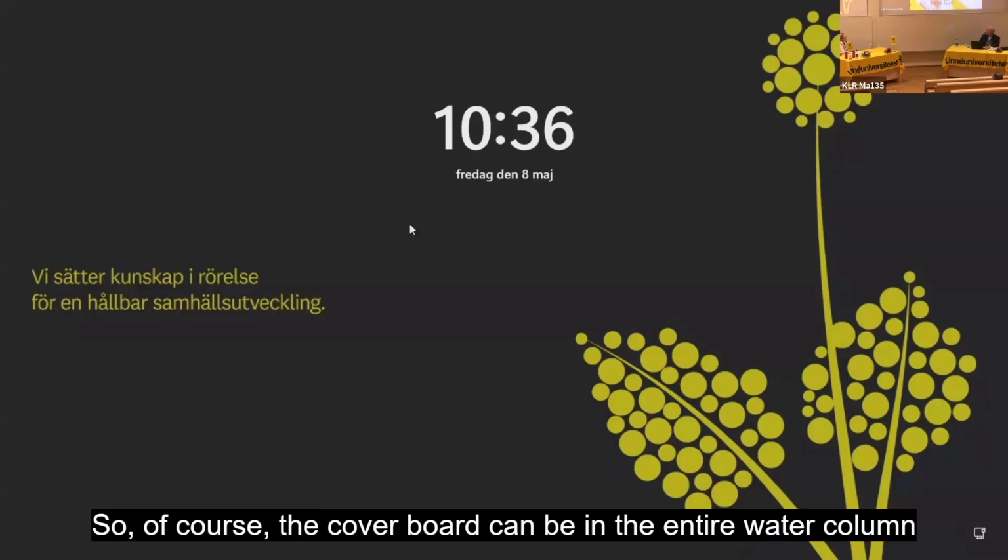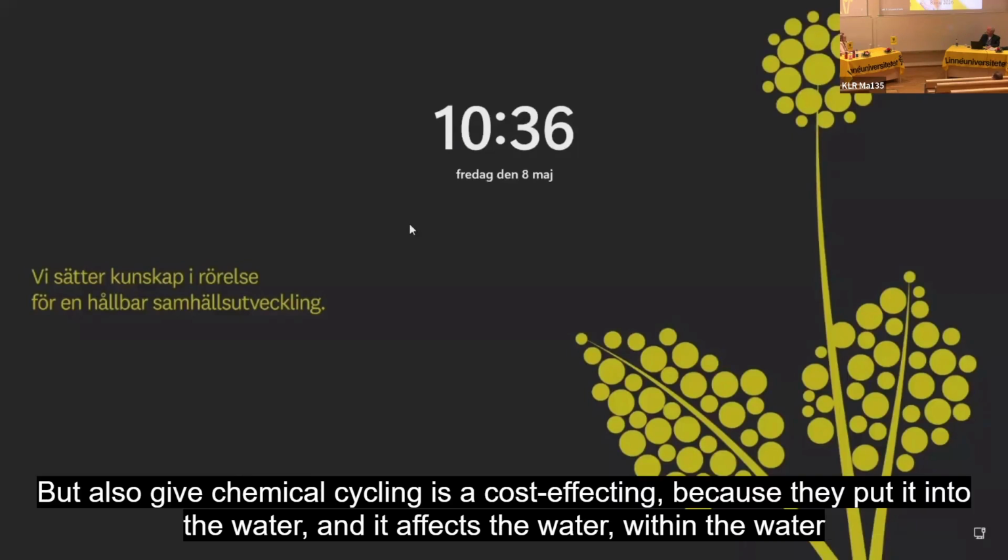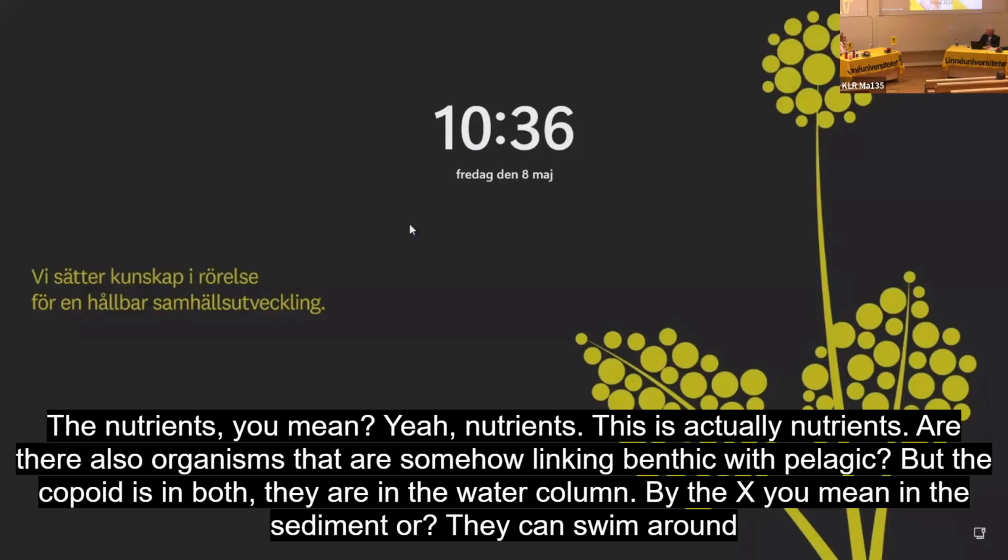So of course the copepod can be in the entire water column, but also geochemical cycling is of course affecting it, because they put nutrients into the water. The nutrients, you mean? Yeah, nutrients. Are there also organisms that are somehow linking benthic with pelagic? But the copepod is in both. They are in the water column. By the eggs, you mean, in the sediment?